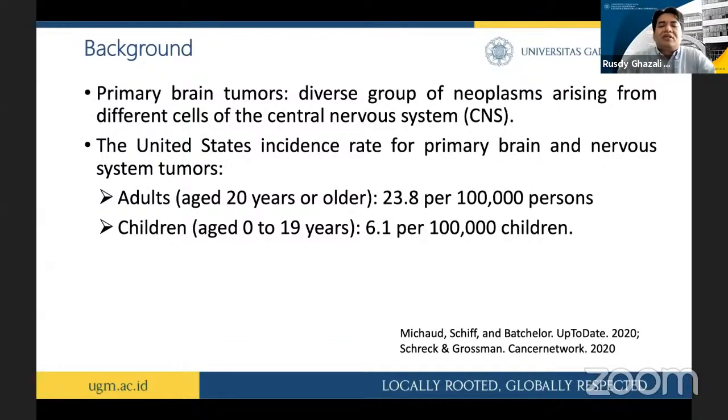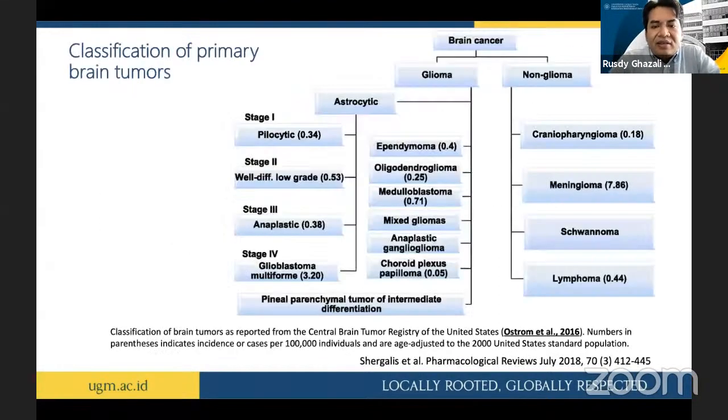6.1 per 100,000 children. Based on histopathology examination, we can classify them into 2 big classifications, glial tumor or glioma, and non-glial tumor or non-glioma. For non-glioma, we recognize meningioma, schwannoma, lymphoma, craniopharyngioma, and so on. For glioma, we can see the astrocytic type or astrocytoma. There is also ependymoma from the ependymal cells. We also find medulloblastoma, mixed glioma, anaplastic ganglioglioma, and so on.